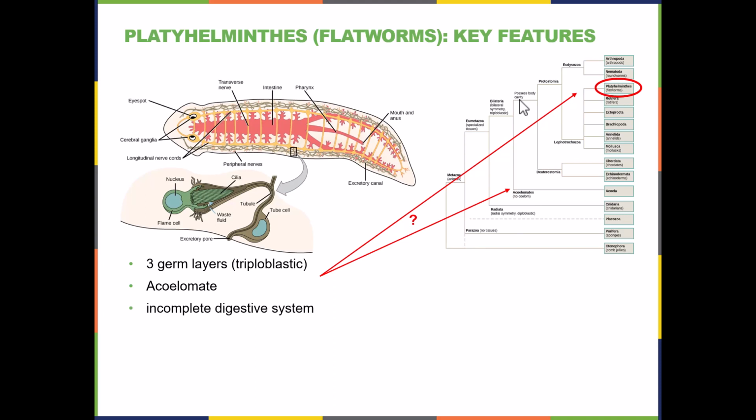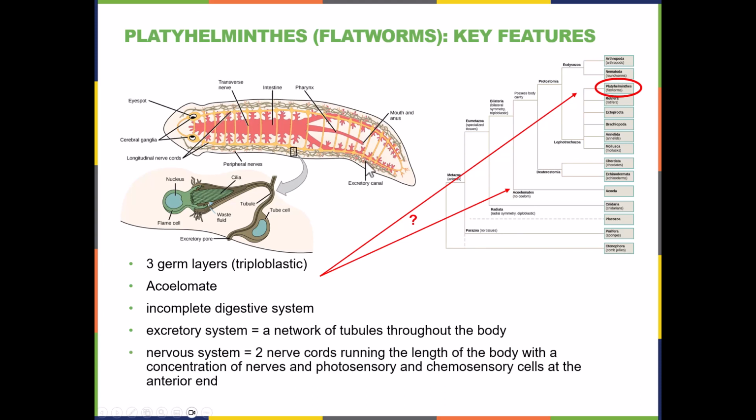They also have an incomplete digestive system. There's one opening we see here that serves for the mouth and the anus. Excretory system essentially regulates water and nitrogen waste, which in us is urine. They have this network of tubules that runs throughout the body for that excretory system. They have a rudimentary nervous system. They have 2 nerve cords that run down, almost creating sort of like a ladder down the body.